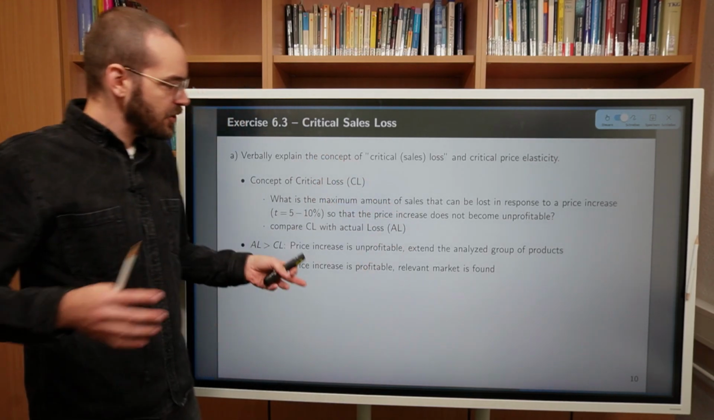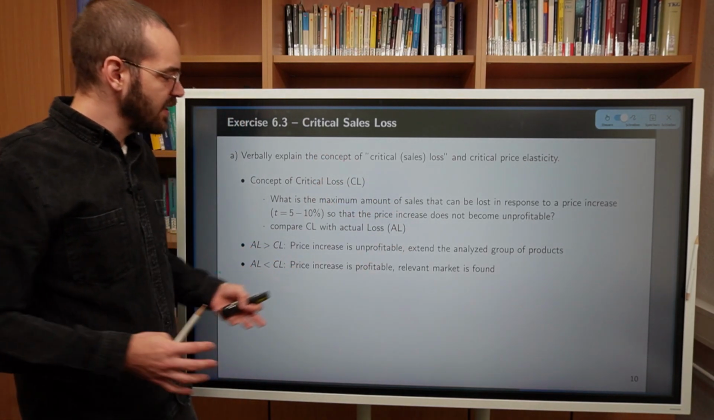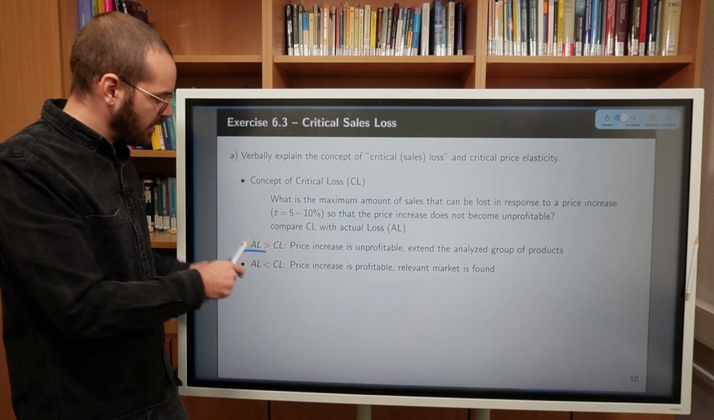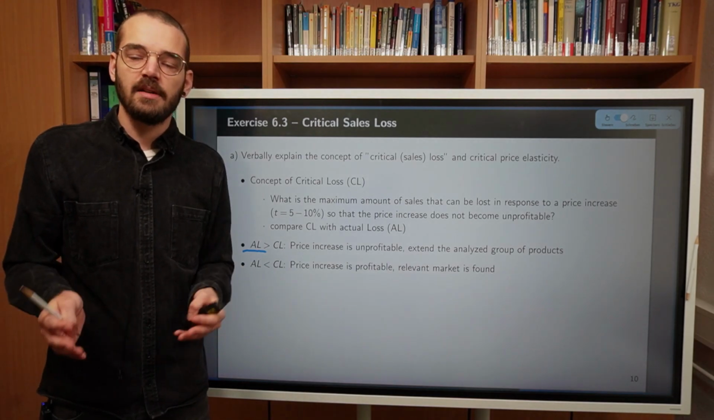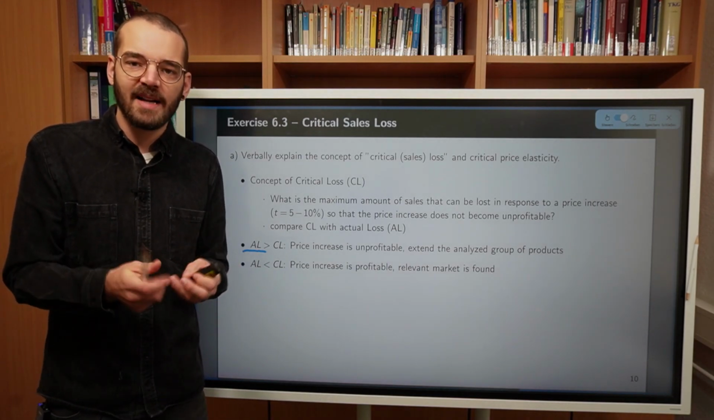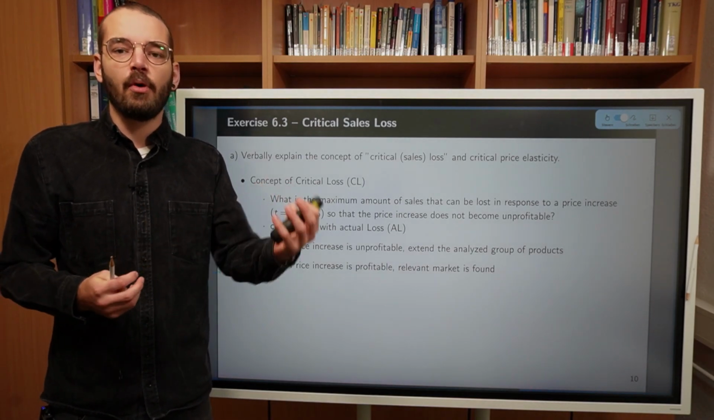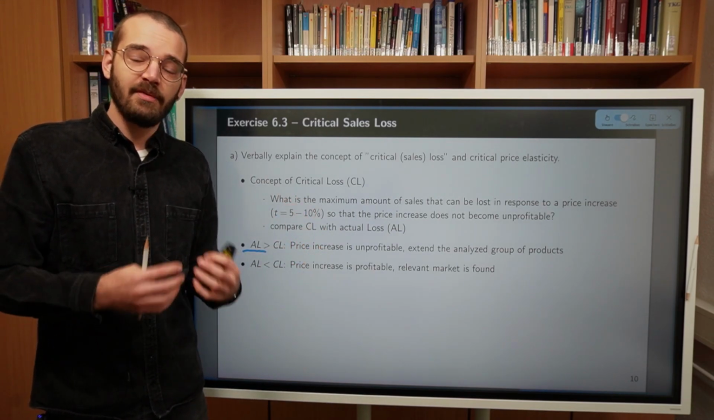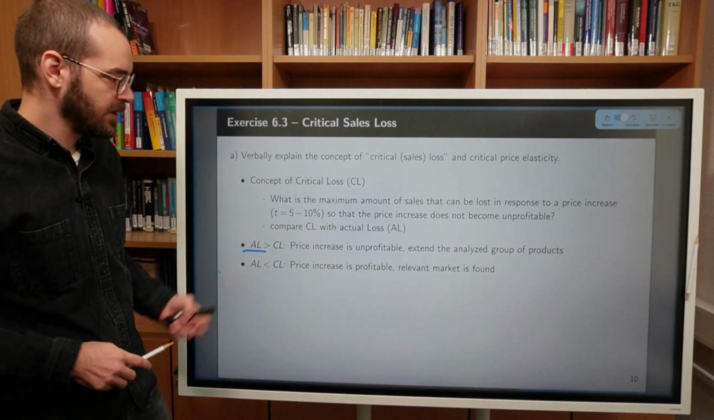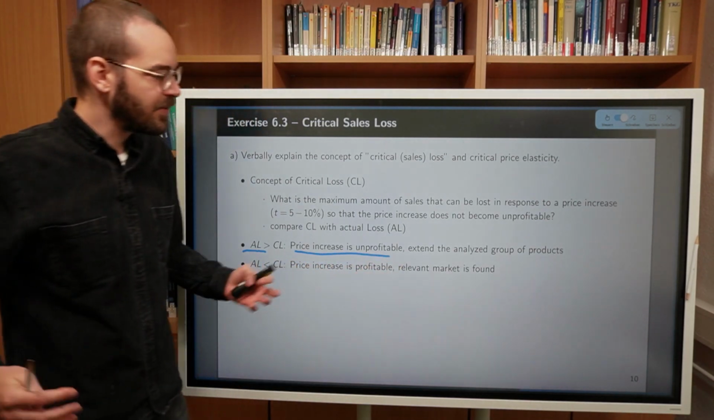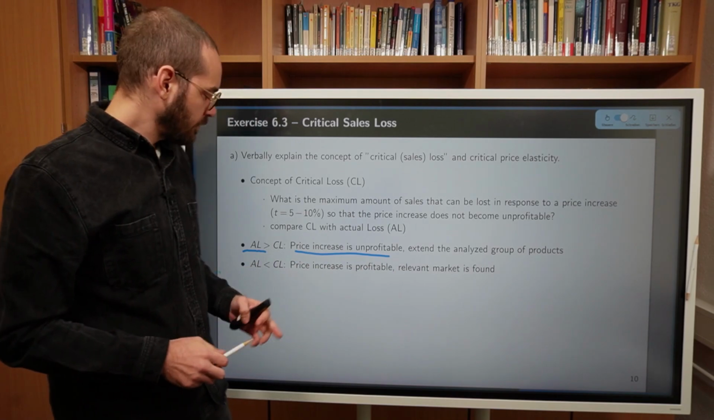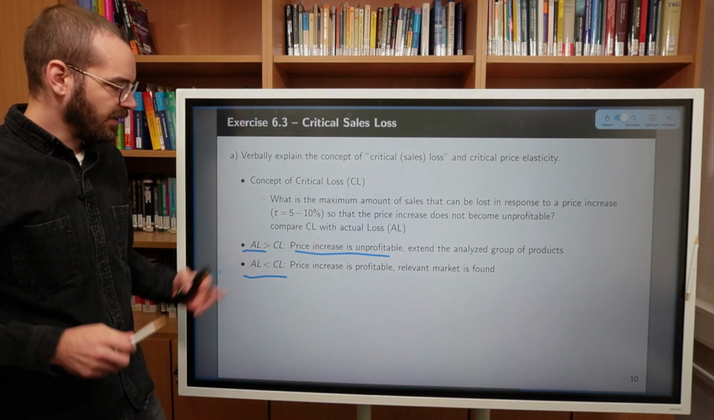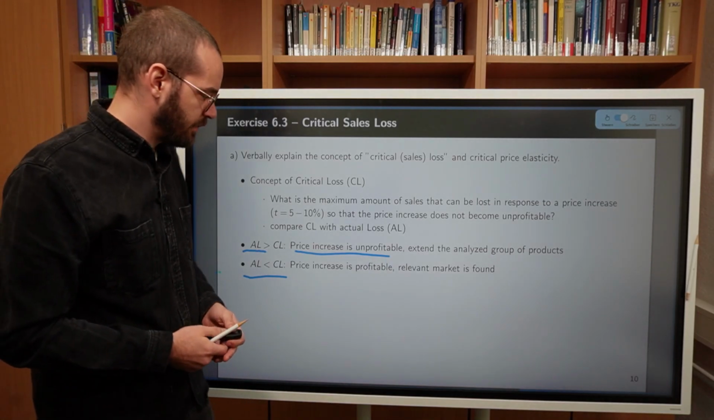Of course, the interpretation at this point should be relatively trivial, right? As long as the actual loss is larger than the critical loss, and again, the critical loss being the maximum amount we can afford to lose without being unprofitable, if the actual loss is larger than the critical loss, then of course the price increase is unprofitable. And if the actual loss is smaller than the critical loss, then the price increase is profitable.